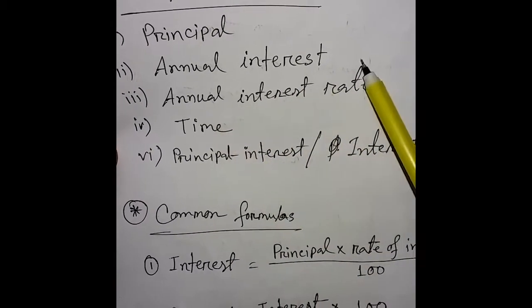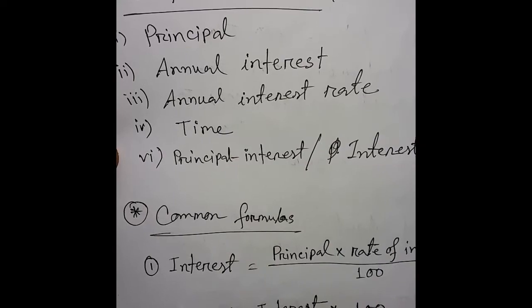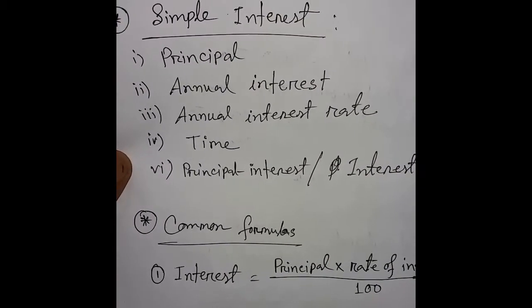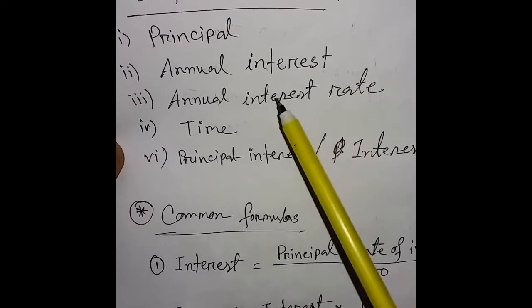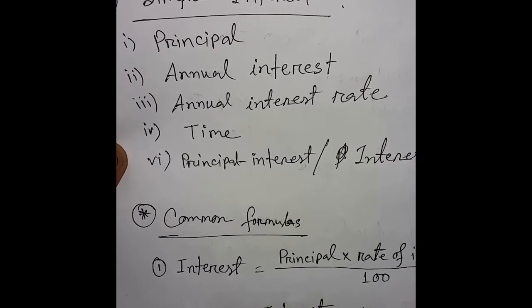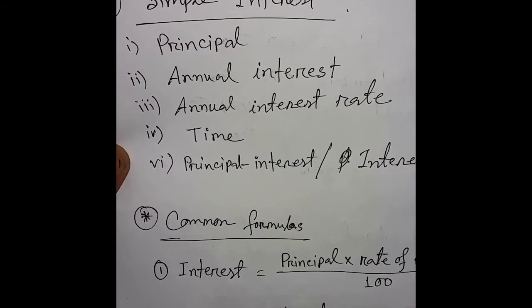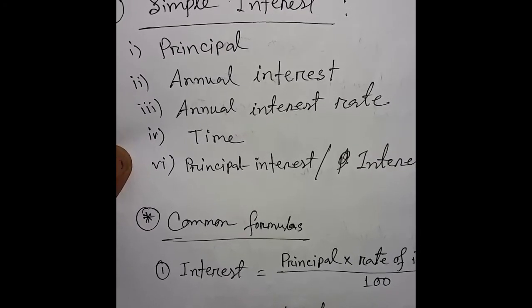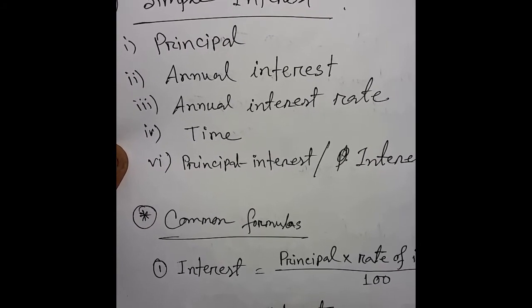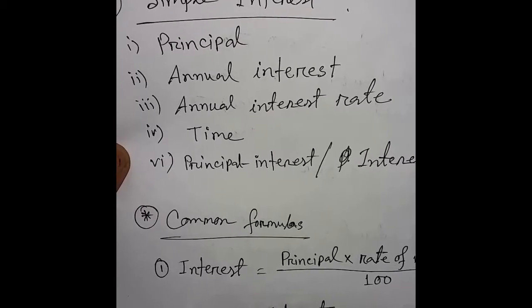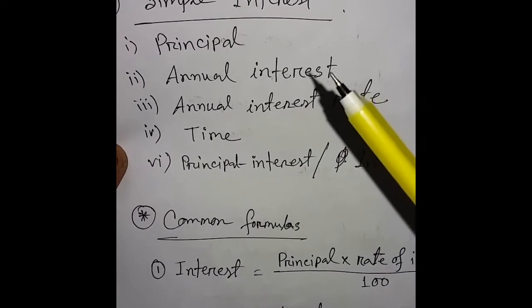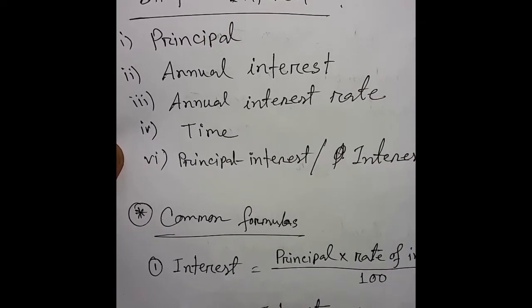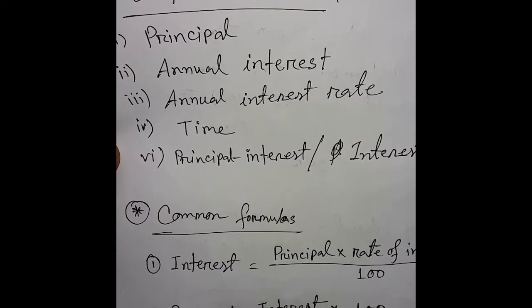And annual interest rate, always remember, we calculate all kinds of interest based on the annual interest rate, I mean yearly interest rate. The rate means how much money you are going to pay or get on 100 taka. Always remember, on how much taka? 100 taka. Interest rate means on 100 taka. If the interest rate is given as 5%.